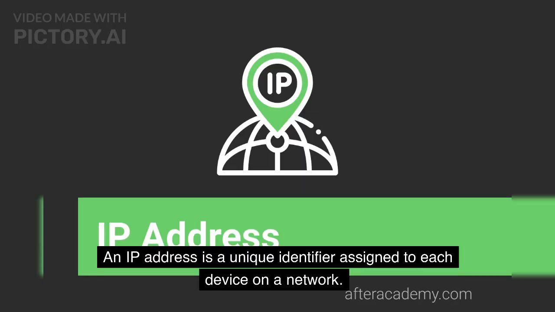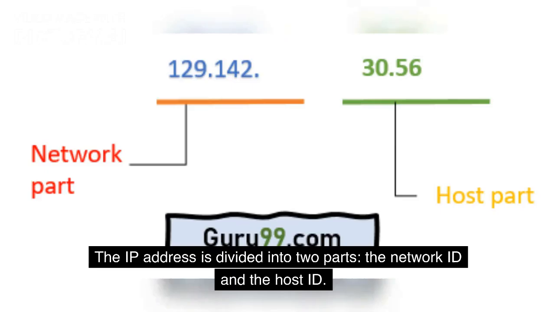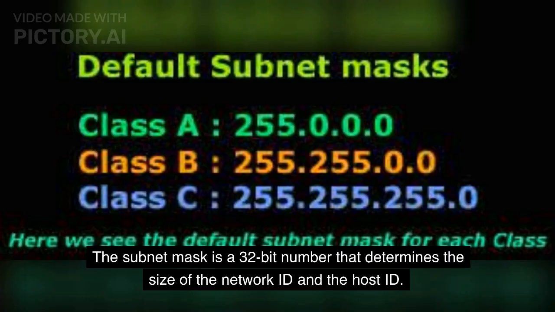An IP address is a unique identifier assigned to each device on a network. The IP address is divided into two parts, the network ID and the host ID. The subnet mask is a 32-bit number that determines the size of the network ID and the host ID.